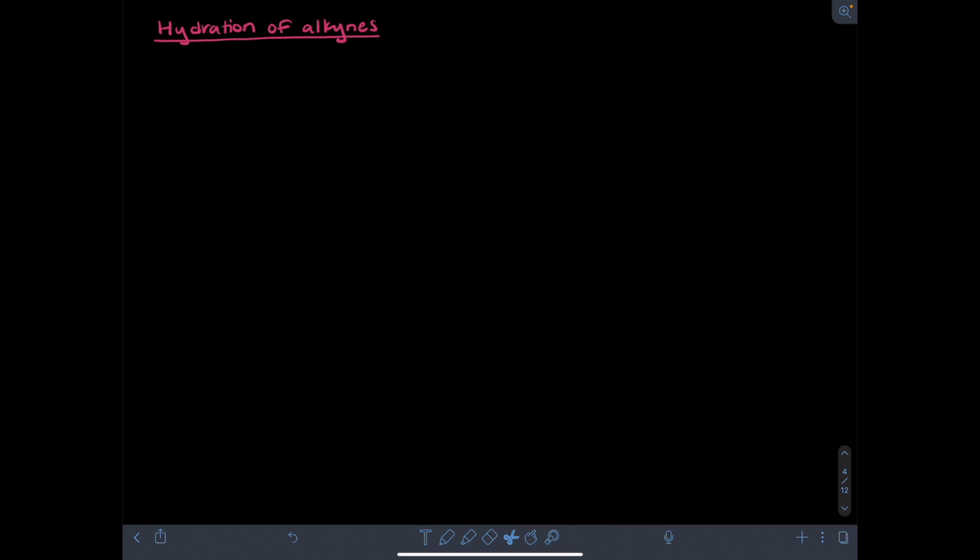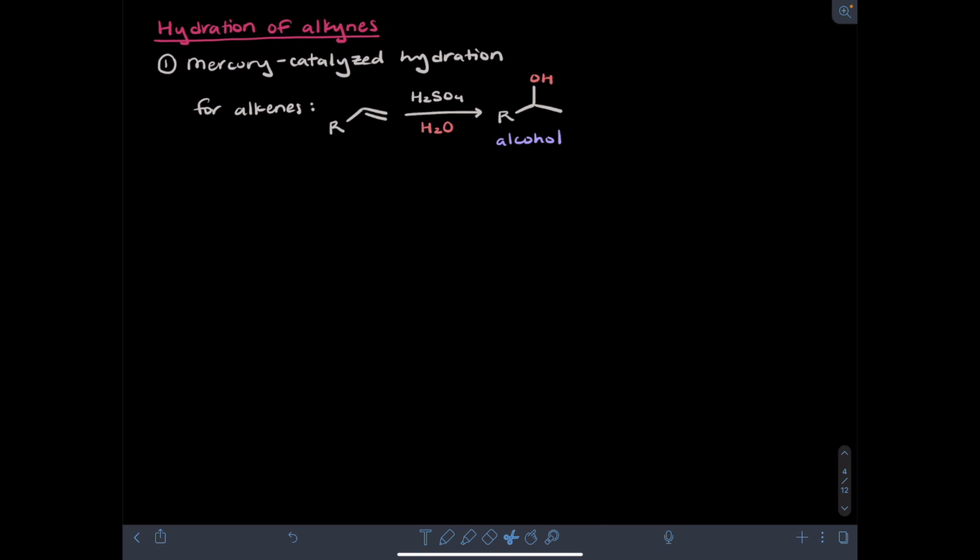The remainder of today's video is going to be dedicated to different types of hydrations of alkynes. The first one of these is called mercury-catalyzed hydration, and it occurs in the presence of acid. For alkenes, recall that we saw that acid-catalyzed hydration can occur by treating an alkene with H2SO4 and water, or you could just write this as H3O+. These conditions lead to Markovnikov addition of a hydrogen and an OH group to generate an alcohol product.